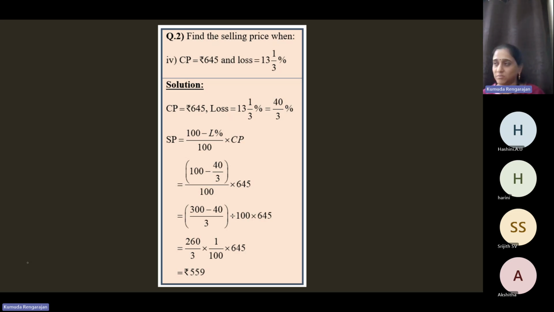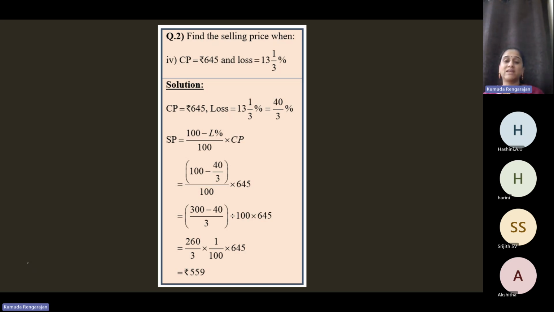Yeah. It is in the simplest form. Now, what's the denominator? 3. The denominator should have factors 2, 5, or both 2 and 5. Then it will have a terminating decimal. Otherwise, it's non-terminating. So 40/3 is in the simplest form, and the denominator is 3, so it is a non-terminating decimal.